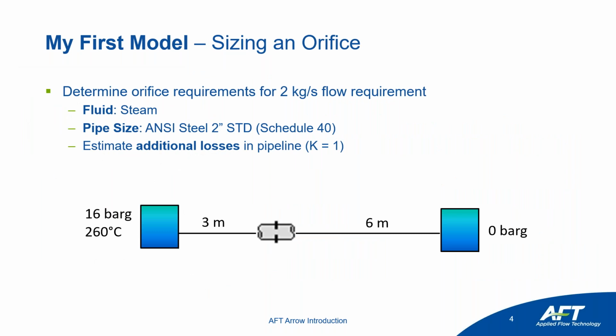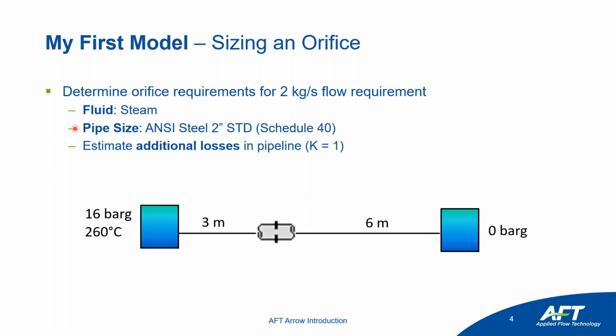be sizing an orifice. We have a tank that is higher pressure, and it's going to be driving flow towards this lower pressure tank, where here it's at atmospheric pressure. We're going to be flowing steam, and we want to limit that steam flow to only 2 kilograms per second. So we want to throttle the flow until we've limited it to this 2 kilograms per second flow requirement.